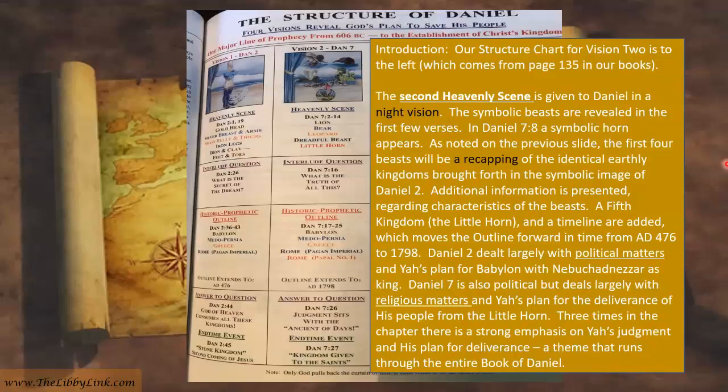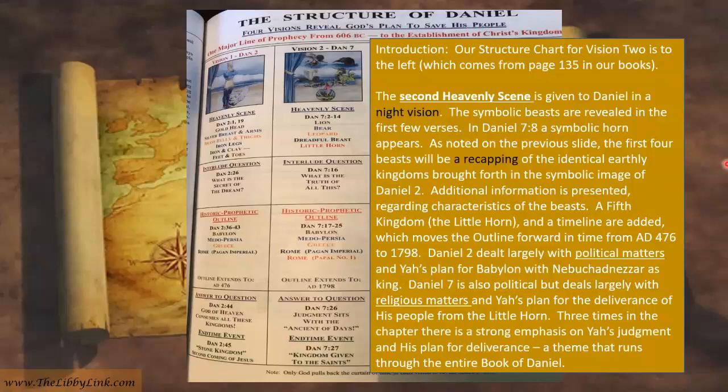The second heavenly scene is given to Daniel in a night vision. The symbolic beasts are revealed in the first few verses. In Daniel 7:8, a symbolic horn appears. As noted on the previous slide, the first four beasts will be a recapping of the identical earthly kingdoms brought forth in the symbolic image of Daniel 2. Additional information is presented regarding characteristics of the beasts.